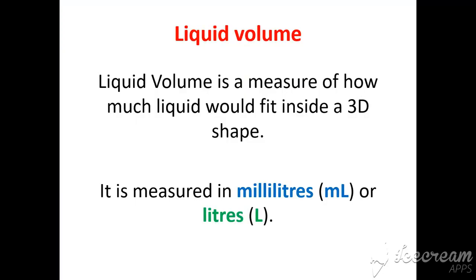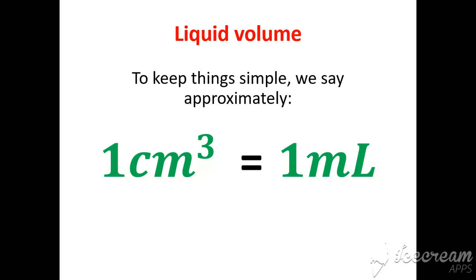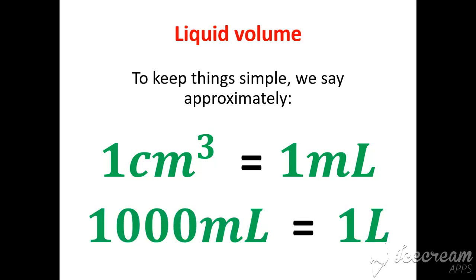Now, liquid volume is a measurement of how much liquid, things like water and fruit juice and milk, would fit inside a 3D shape. So how much liquid fits inside containers. It's measured in either milliliters or liters. Remember the conversion from our last video. To keep things simple, we basically say 1 centimeter cubed is 1 milliliter. Now, a centimeter cubed is a tiny little cube that's a centimeter by centimeter by centimeter, not very big at all. And if I filled that up with liquid, it would hold 1 milliliter of liquid. Also remember that 1,000 mils make up a litre.